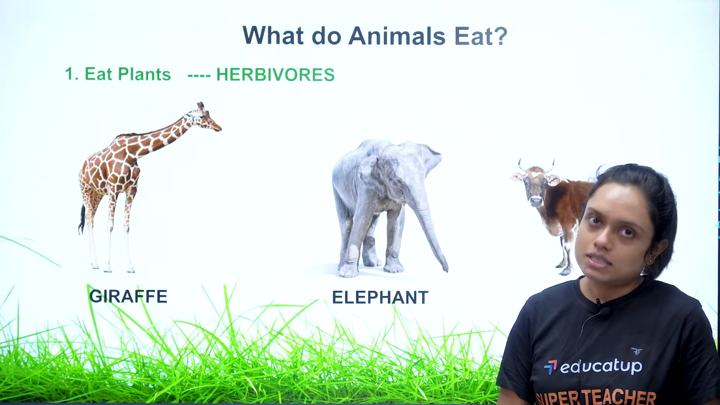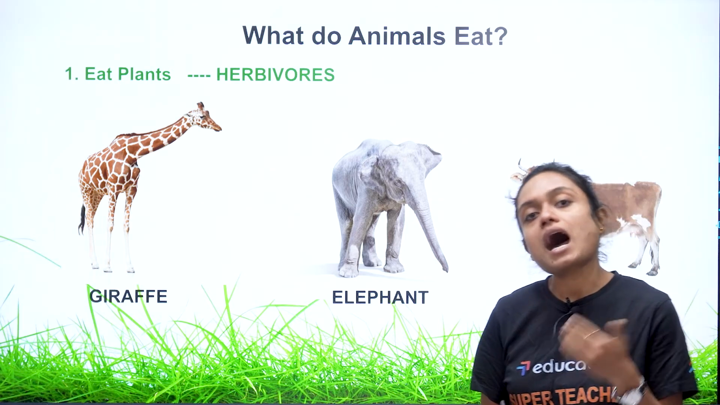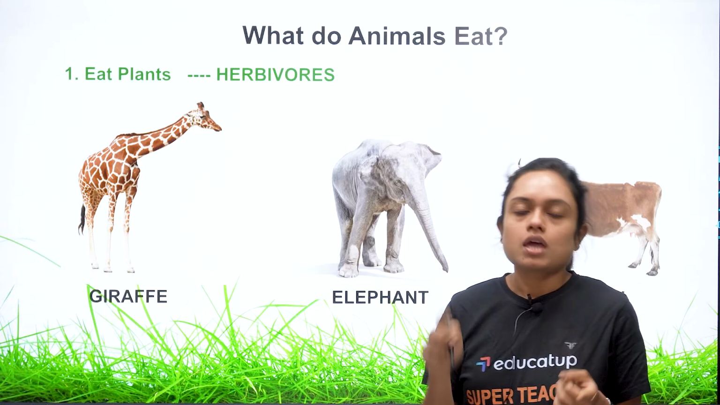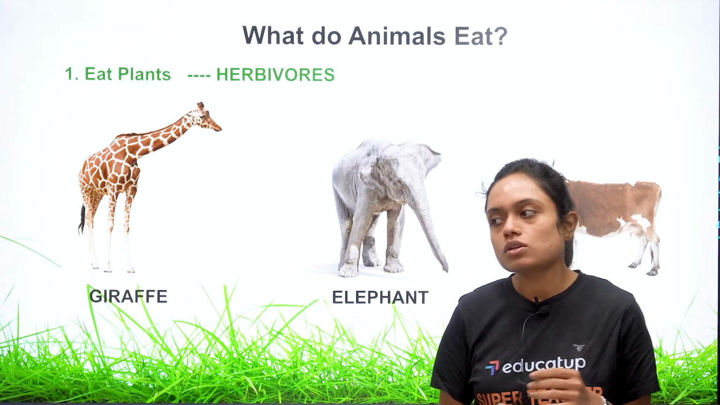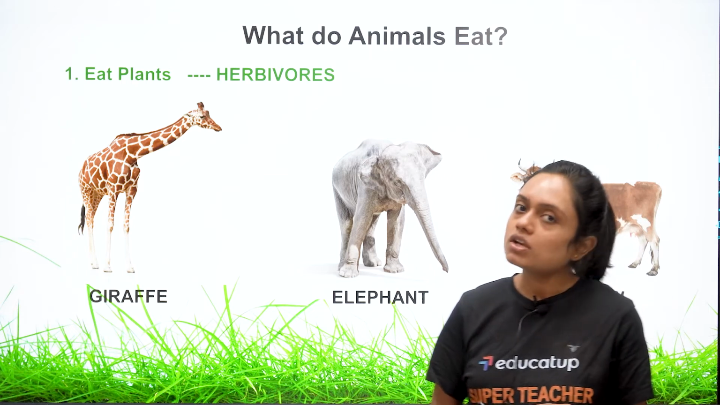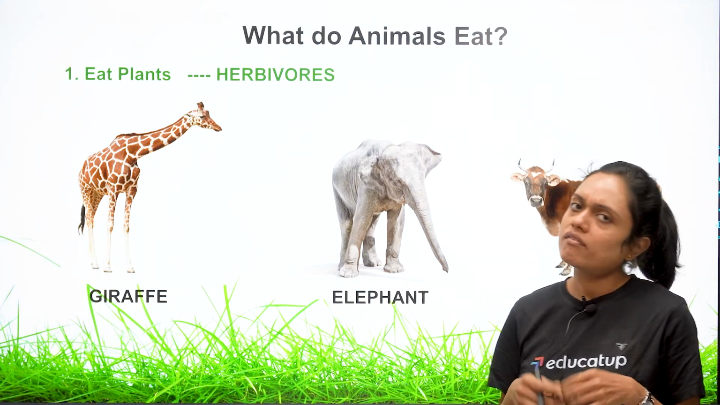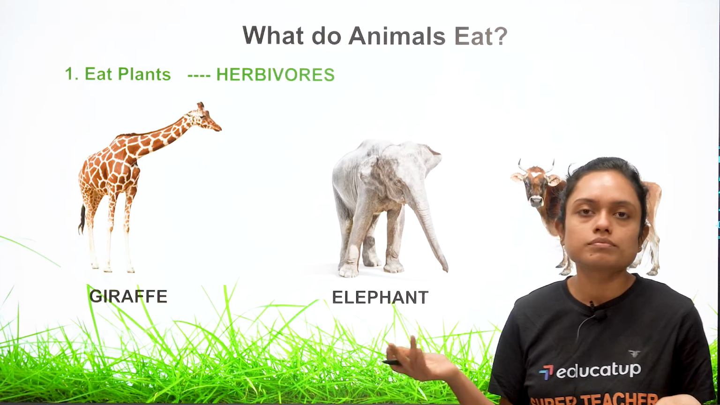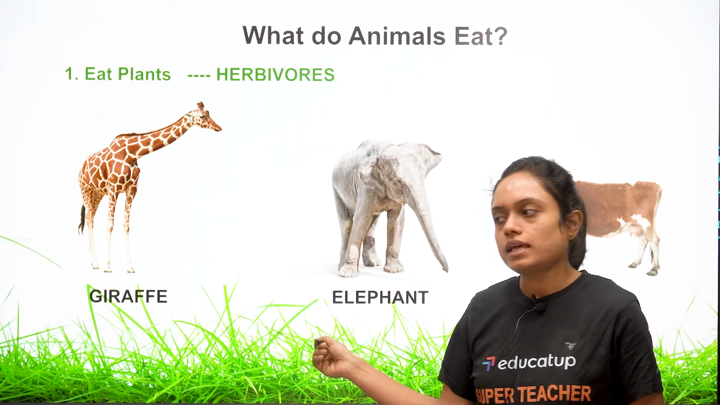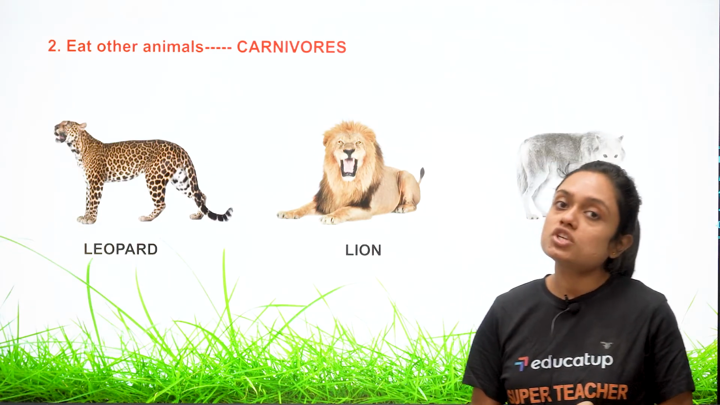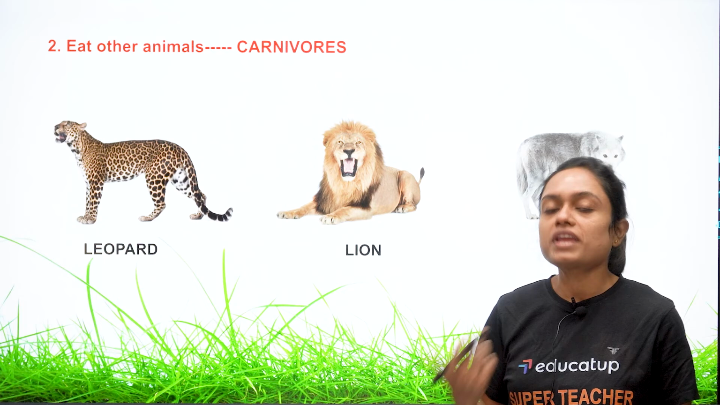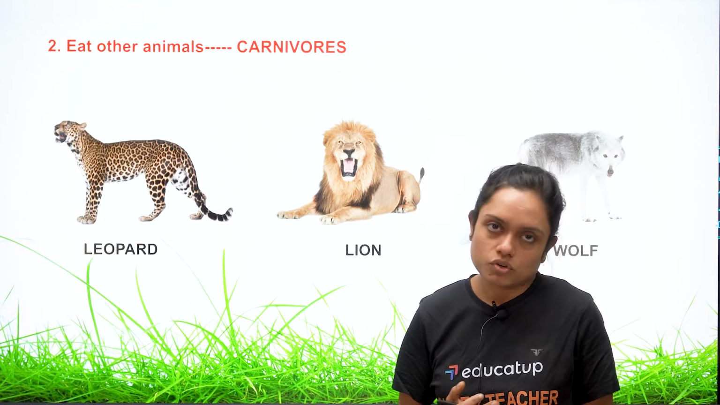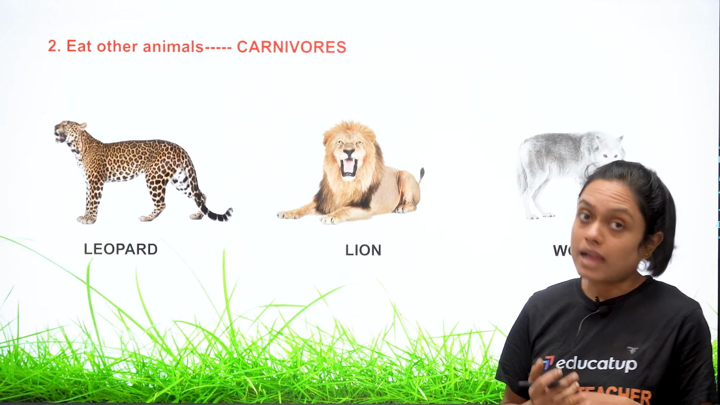Now, what do animals eat? Depending on what animals are eating or consuming, we can categorize animals into three categories. The first category is animals that eat only grass or plants, and we call them herbivores. You can have ample examples like giraffe, elephant, cow, buffalo, goat, horse. The next is the animals which eat other animals, or basically the flesh of other animals, and they are called carnivores. The examples can be leopard, lion, tiger.